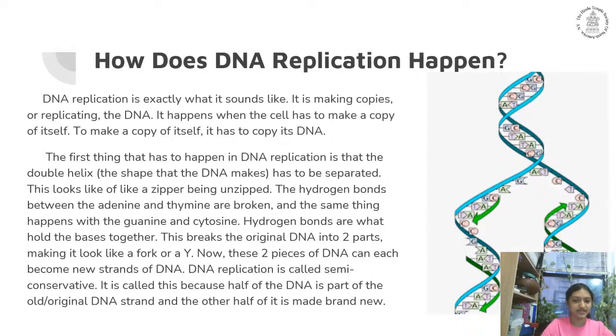The first thing that has to happen in DNA replication is that the double helix shape, which is the shape that the DNA makes, has to be separated. This looks kind of like a zipper being unzipped. The hydrogen bonds between adenine and thymine are broken, and the same thing happens with the guanine and cytosine. Hydrogen bonds are what hold the bases together. This breaks the original DNA into 2 parts, making it look like a fork or a Y. Now, these 2 pieces of DNA can each become new strands of DNA.